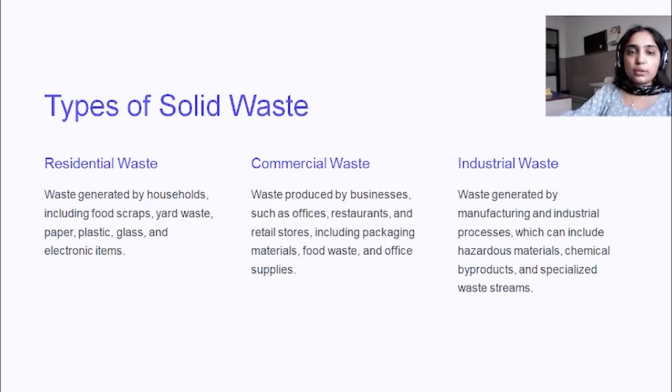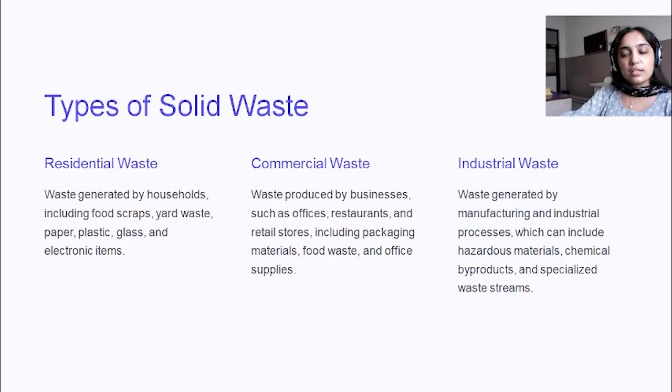Types of solid waste. Now solid waste is classified into three types: residential waste, commercial waste, and industrial waste. Now, what is residential waste? Waste generated by households, including food scraps, yard waste, paper, plastic, glass, and electronic items.